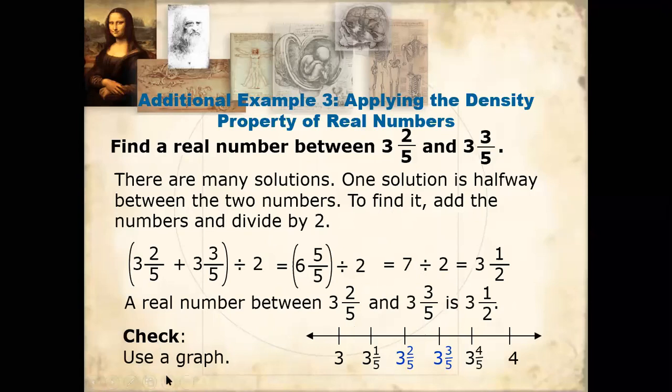We can use our graph to check. If I have 3 1 over 5, 3 2 over 5, 3 3 over 5, 3 4 over 5, and 4, where can we find 3.5? We can find it between 3 2 over 5 and 3 3 over 5.